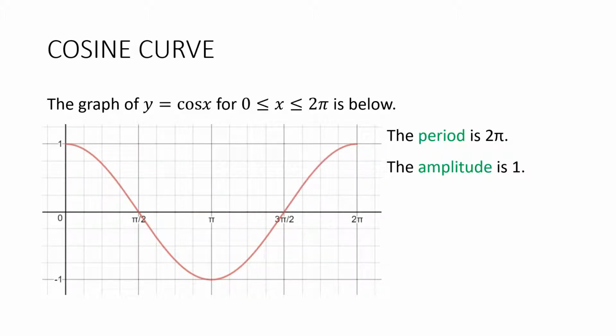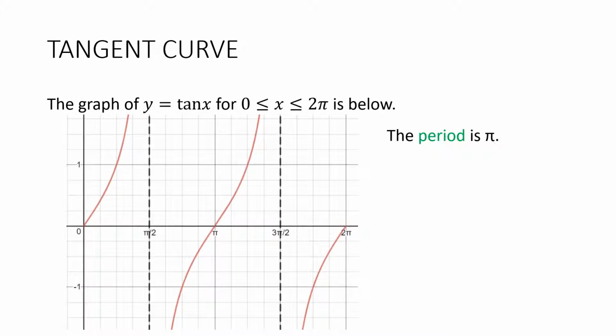So here's cos between 0 and 2 pi. And again, just like I said before, the period is 2 pi and the amplitude is 1. The height above the equilibrium position is 1. We haven't looked at tan. Tan's a bit of a weird graph.